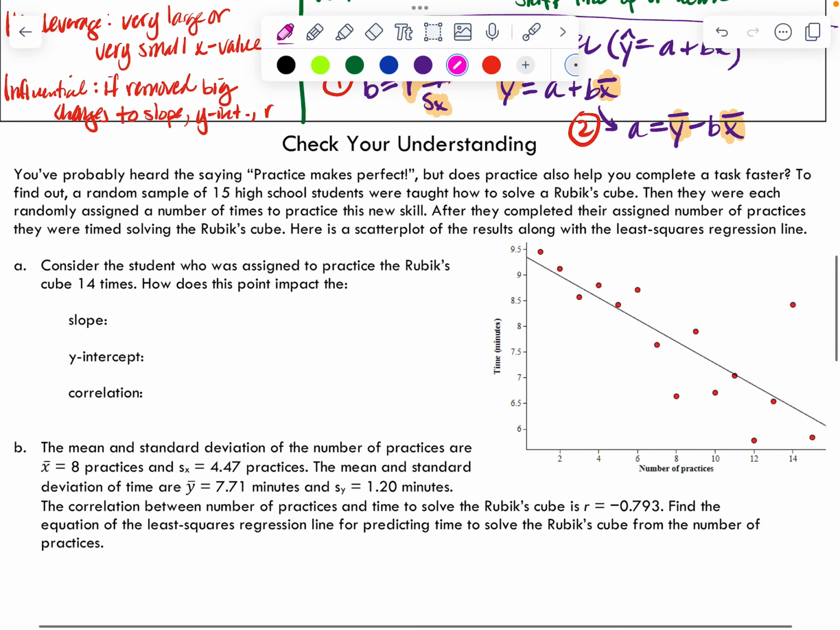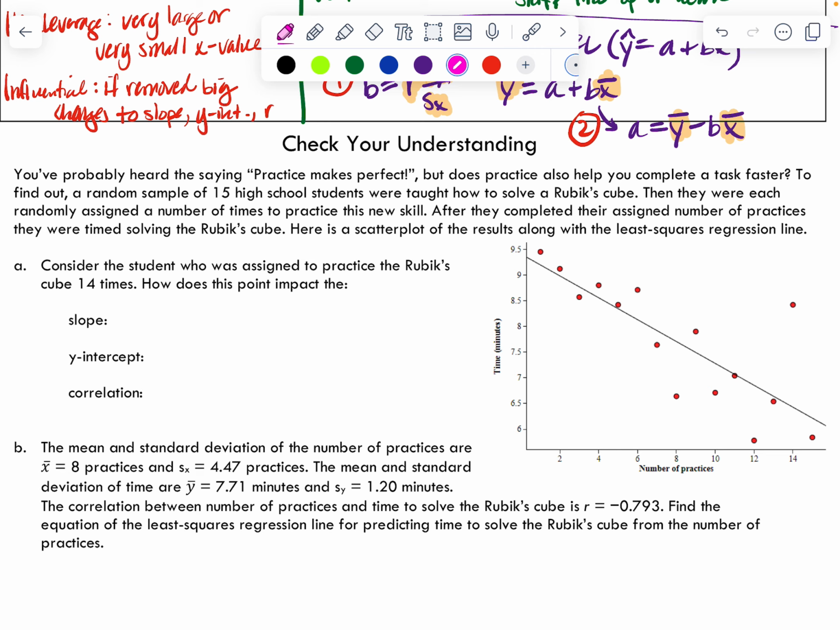All right, let's look at the check your understanding. So we've got these 15 students who've been taught how to solve a Rubik's Cube, and they were randomly assigned a number of times to practice the skill. And then after they completed their number of practices, they were timed. And here's a scatter plot of the results.